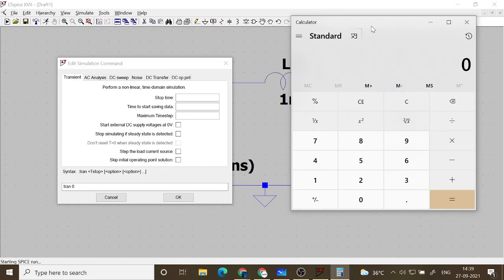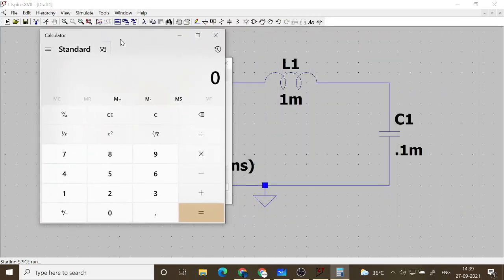Calculator. Let me just find out L into C. L into C is basically 1 into 0.1 into 10 raised to minus 6. So 1 milli is 10 raised to minus 3, and there are 2 of them. Therefore it will be 0.1 into 10 raised to minus 6, that will be 10 raised to minus 7. So if I take the square root of that.